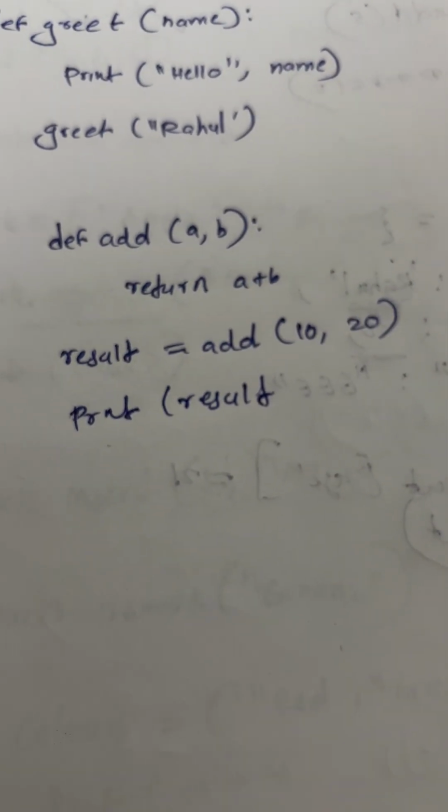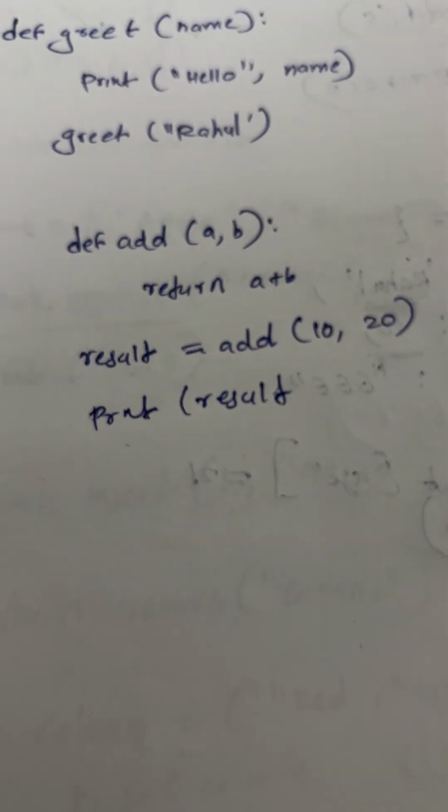result = add(10, 20), print(result). So here is the thing that we have written. def add(a, b): return a + b, result = add(10, 20) and print(result). Here def add(a, b) is a function with two parameters, and return a + b, instead of printing, the function sends the answer back.